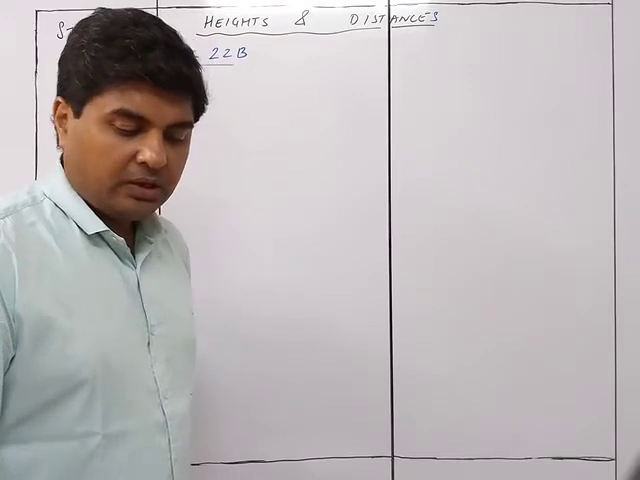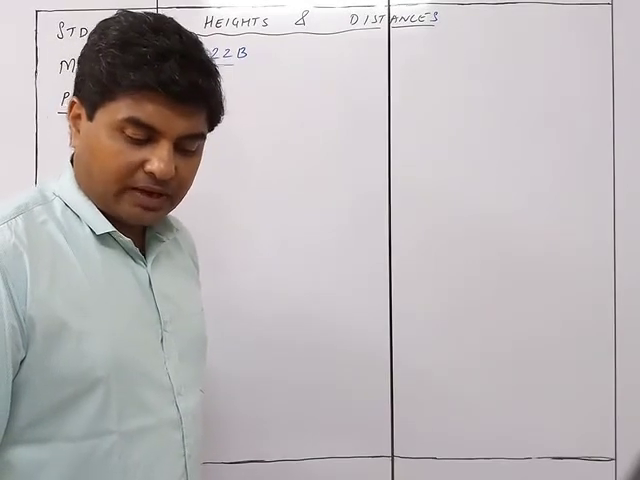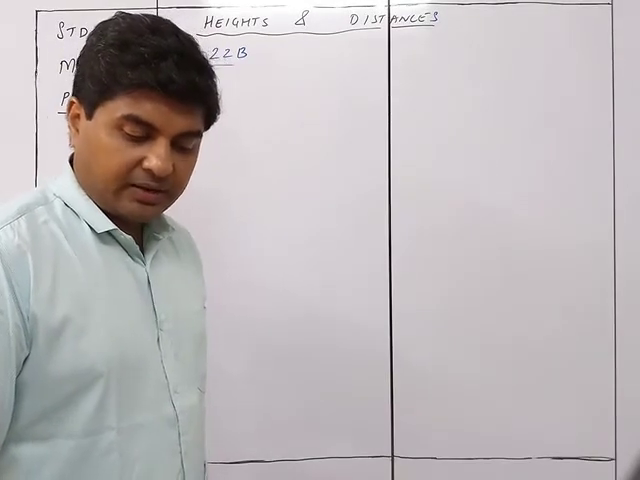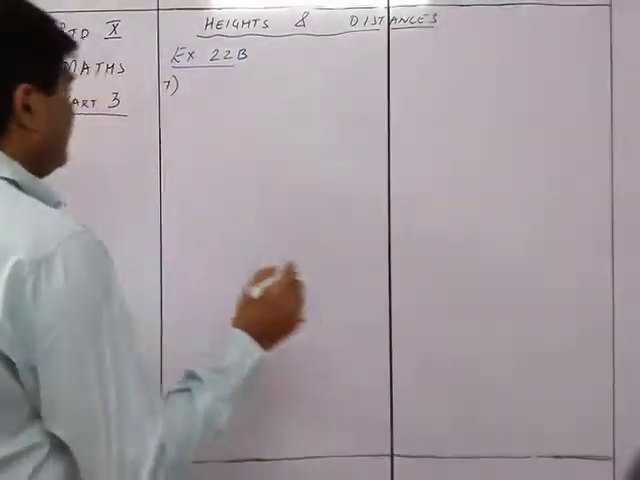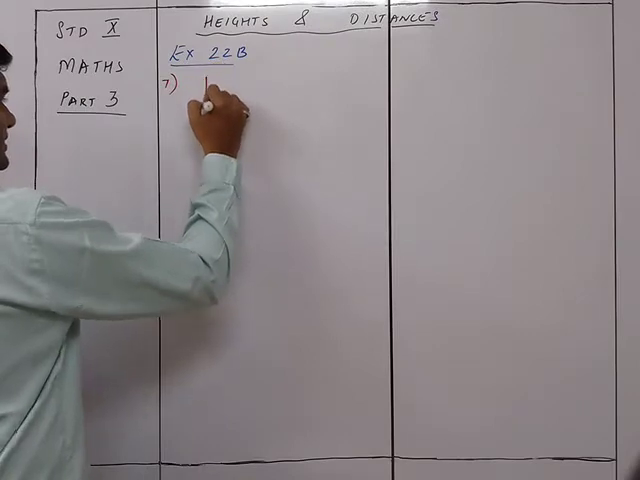So the angle of elevation to the top of the tower is 60 degrees, and at a point 30 meters vertically above the first point. So that's an important question. So this is the tower.